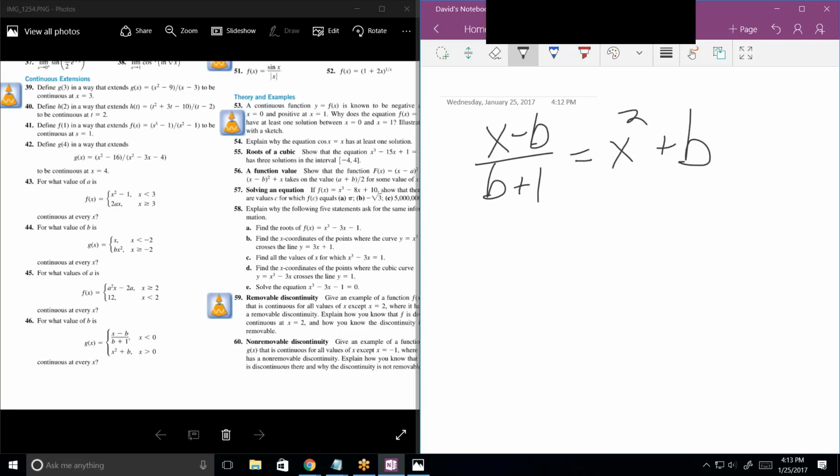0. Okay, so now when we plug in x equals 0, what do we get? 0 minus b over b plus 1 equals b. Okay. Solve that.